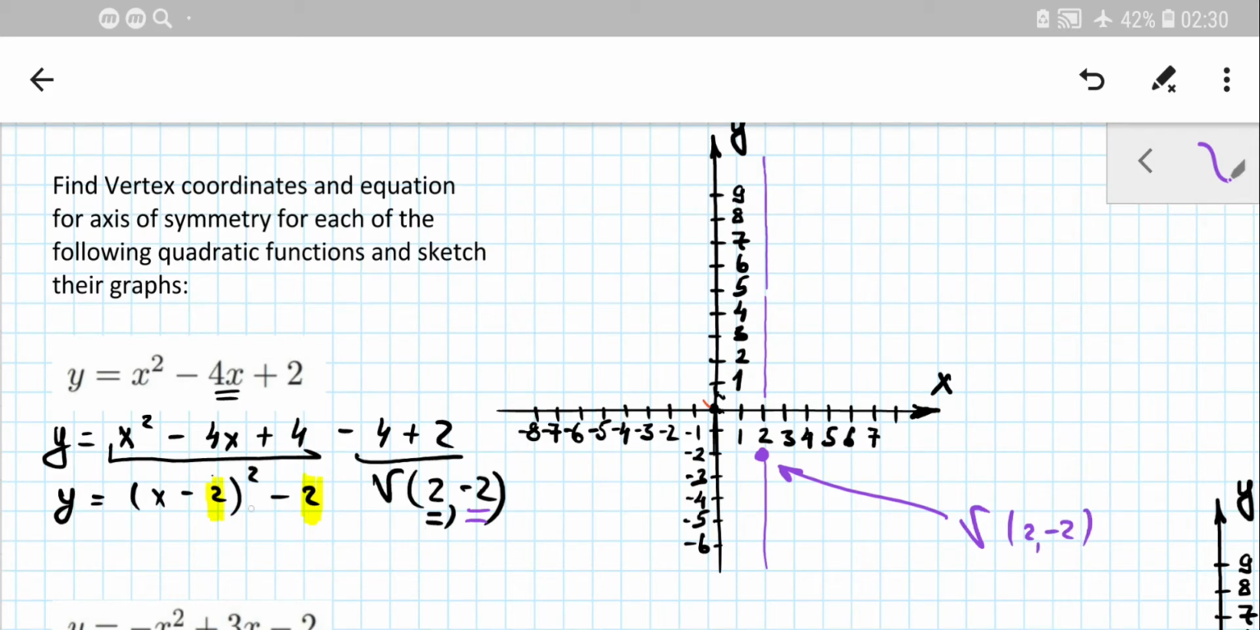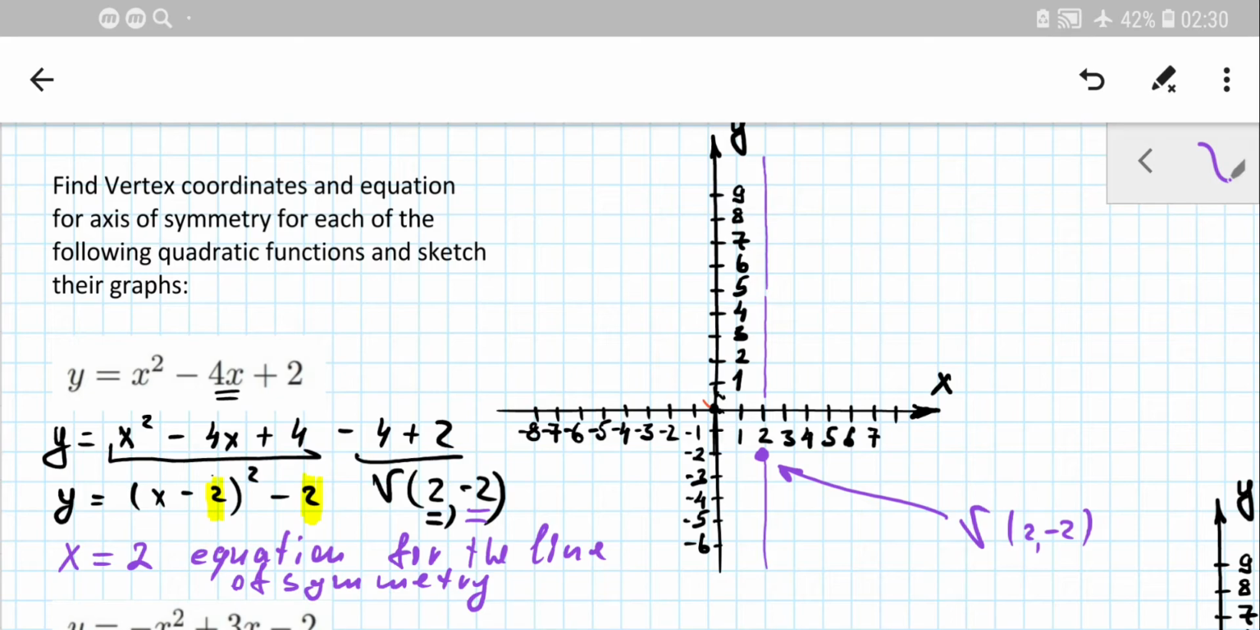All right, next part. I just need to write an equation for the line of symmetry. We've got x equals 2 from the vertex, so this is the equation for the line of symmetry. We've done that, and we also put it on the graph, on the Cartesian plane.